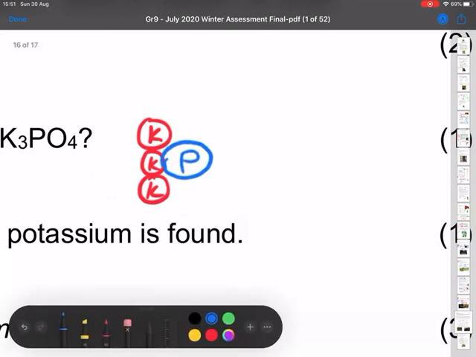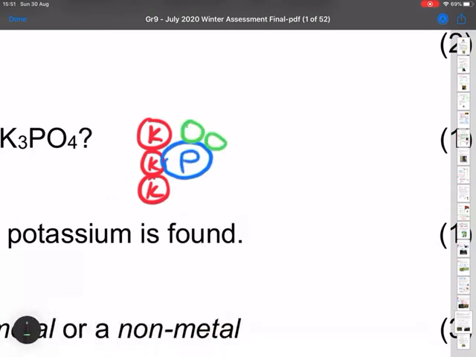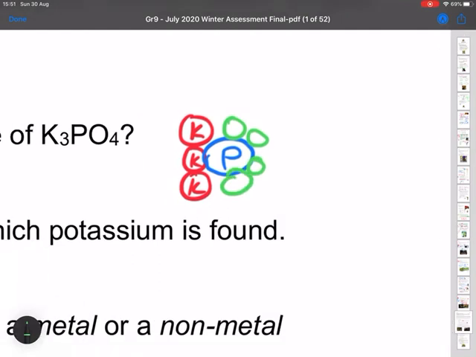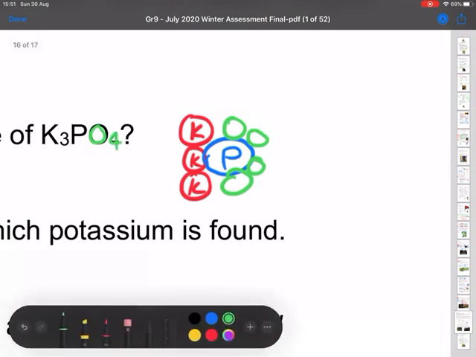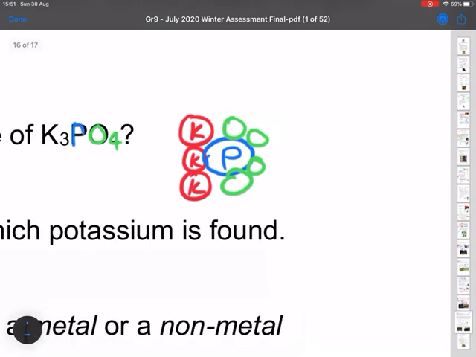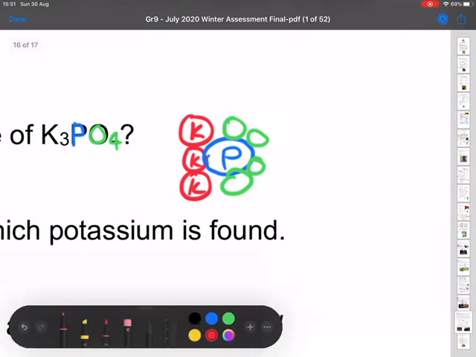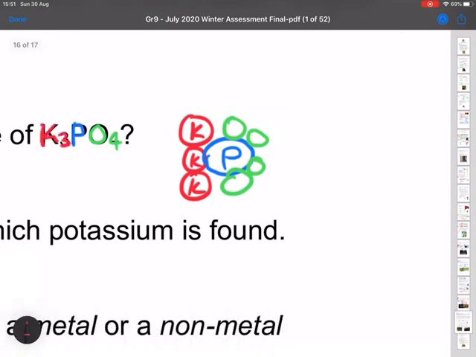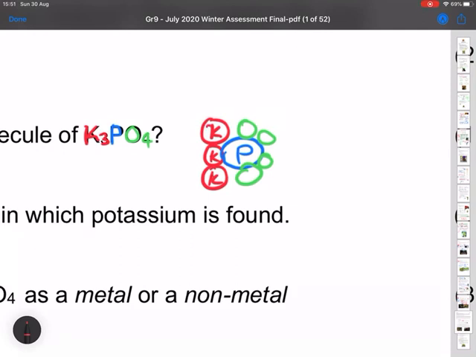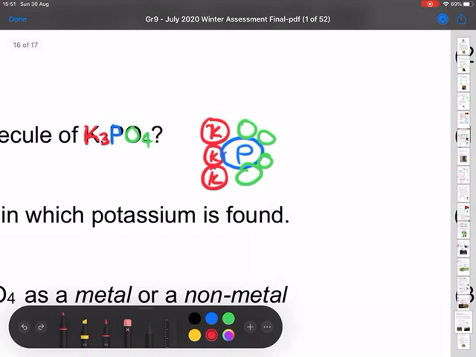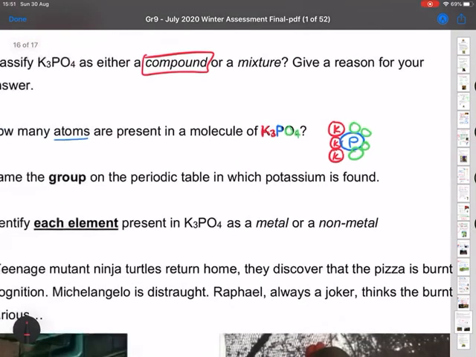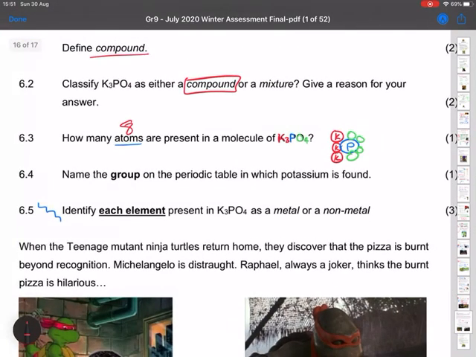There's 4 oxygens on it. O, O, O, O. So there you go, there's your 3 potassiums, 4 oxygens, and 1 phosphorus. So I've got 1, 2, 3, 4, 5, 6, 7, 8. 8 atoms bonded together. There are 8 atoms bonded together.